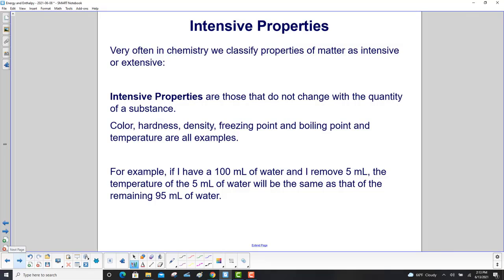Very often in chemistry, we classify properties of matter as intensive or extensive. Intensive properties are those that do not change with the quantity of a substance. Color, hardness, density, freezing point and boiling point, and temperature are all examples. For example, if we have 100 milliliters of water and we remove 5 milliliters, the temperature of the 5 milliliters of water will be the same as that of the remaining 95 milliliters of water.